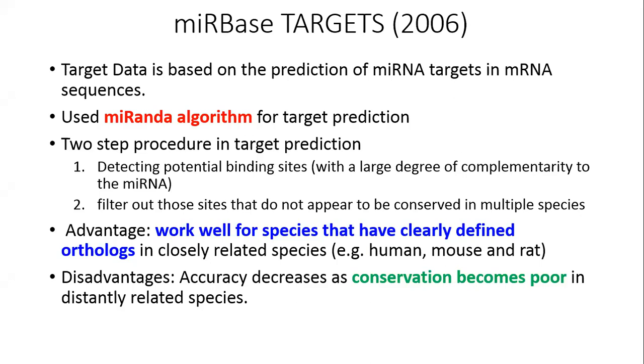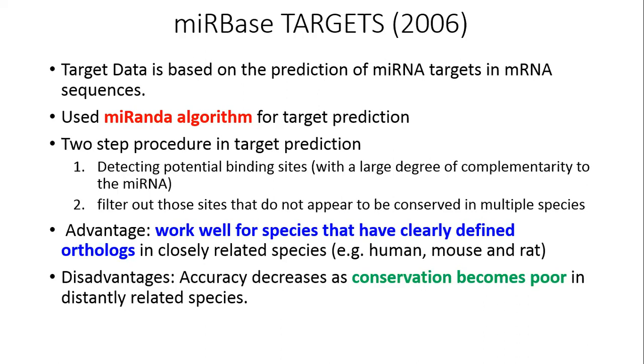It was quite a simple approach for identifying the target for a given miRNA sequence. It involves mainly two steps. The first step is detecting the potential binding site, and in this step, potential binding sites would be predicted based on complementarity. The higher the degree of complementarity, the higher the chances that the given miRNA would bind to the mRNA sequence. That was the main premise of the first step of detecting potential binding sites.